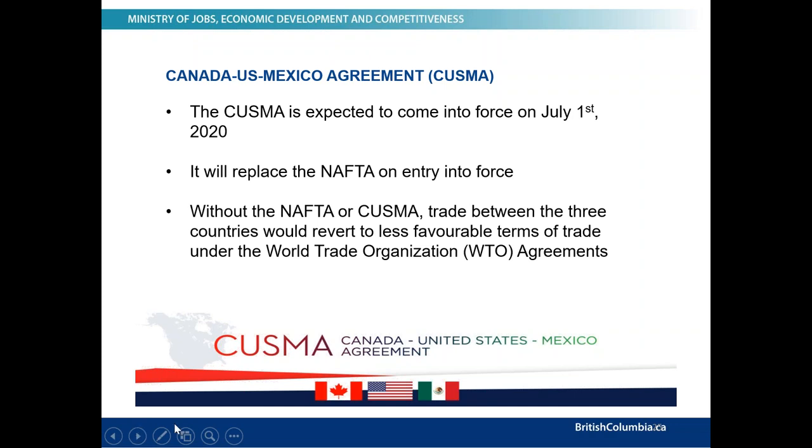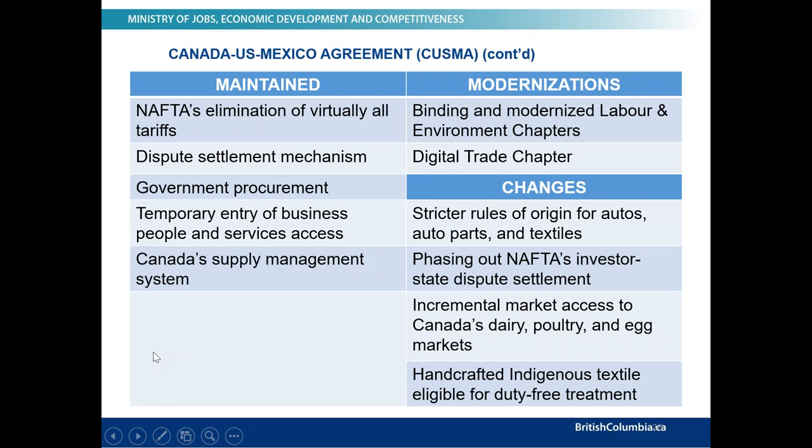So moving to the next slide, as I mentioned, CUSMA largely extends and modernizes the original NAFTA. And in this table, you can see what key provisions were preserved and where the modernizations and changes happened. So maintained key areas include, but of course, this is not an exhaustive list, NAFTA's elimination of virtually all tariffs. Services access is also maintained. Dispute settlement mechanism, temporary entry, access to government procurement through the GPA. Canada's supply management has also been preserved.